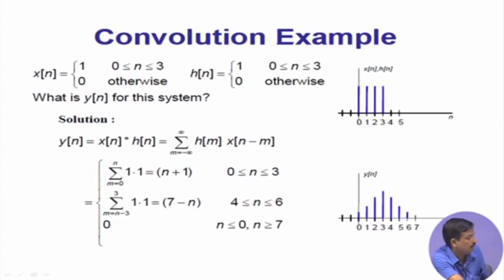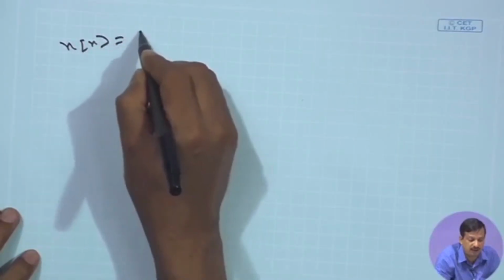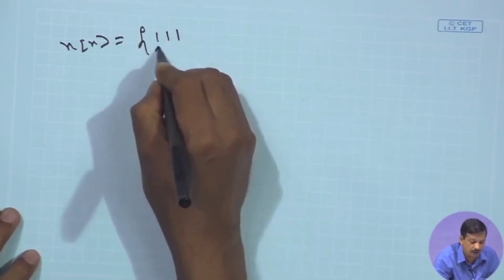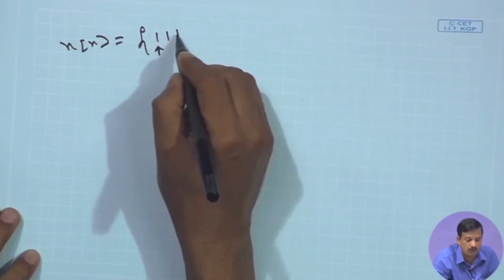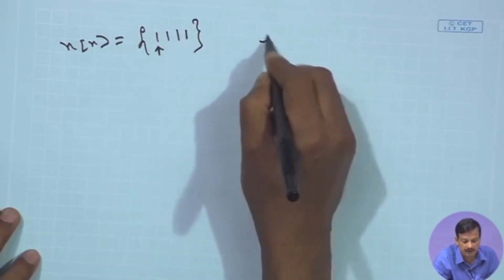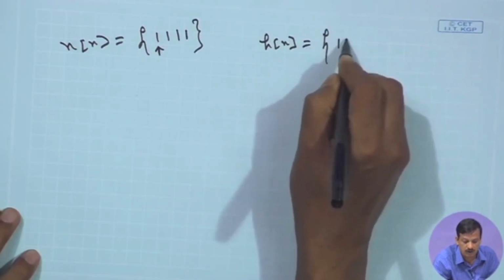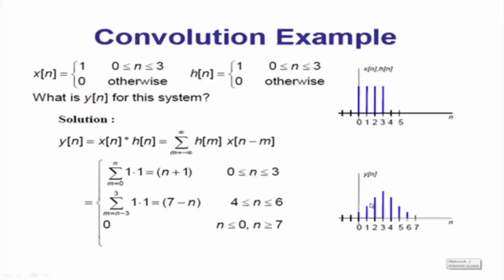Let us give an example. Let x[n] be 1 1 1 at positions 0 1 2, and let h[n] also be 1 1 1. I am not giving the same example which is in the slide. Okay.